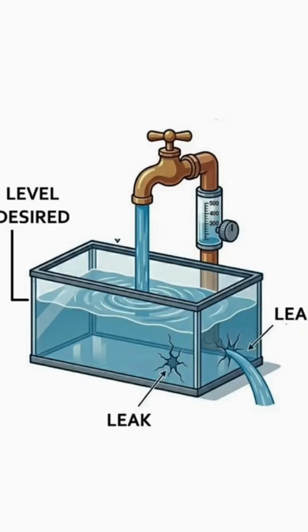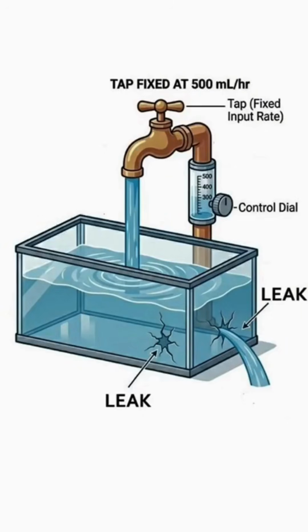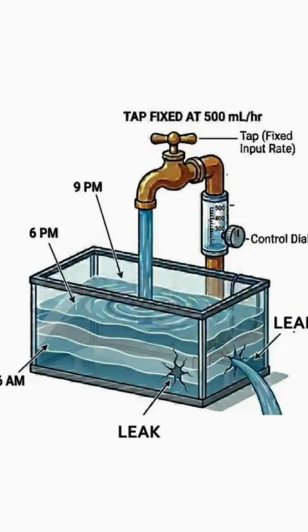Now let's say our target is to keep the water at a particular level within this tank. There's one way that we can ensure that the water is always present in the tank, and that is by leaving the tap open at a fixed rate. Now when we keep the tap open at a particular rate, the level of water within the tank can also vary depending upon the leak. So at times in the day, the level might be as much as we need. Sometimes it can be more, sometimes it can be less.